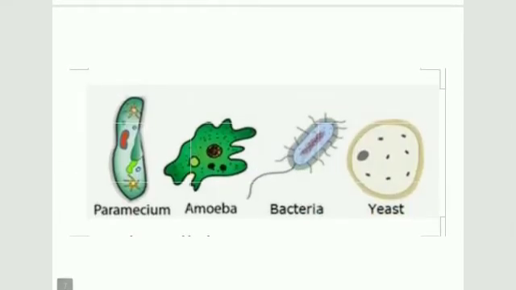These are some unicellular organisms. Look, first one is paramecium, second is amoeba, third bacteria, fourth is yeast. These are made up of a single cell and they perform all the activities with their single cell. Means a single cell does everything that is needed to live a life.